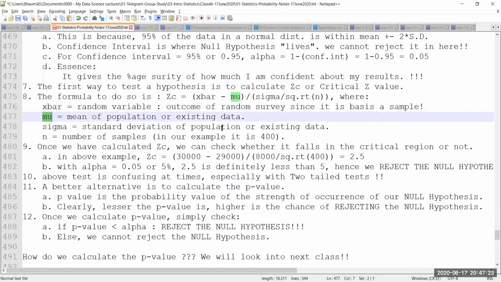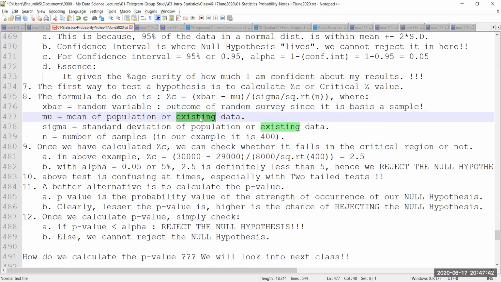Mu is the mean of the population or the existing data. So mu in my case is what? 29,000, because I only have operations in Maharashtra. And I have already taken the data of the Maharashtra candidates or the customers I have in this state, and the mean comes to be 29,000. So that becomes my mu.